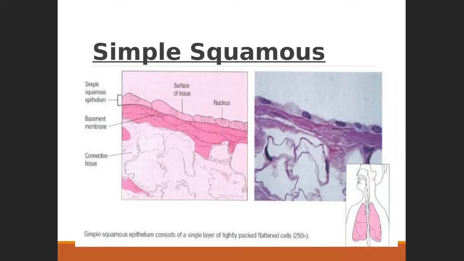It's a single layer, and the cells that you have are extremely thin and fragile. You're going to want this, if it's going to be anywhere, to be in a place that doesn't get a whole lot of physical abuse.